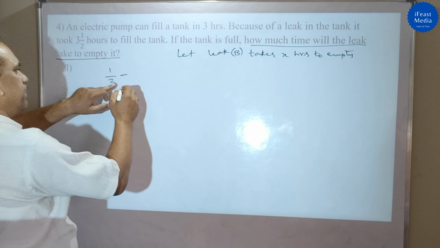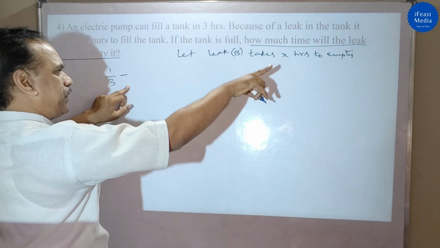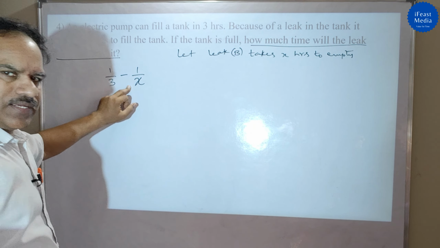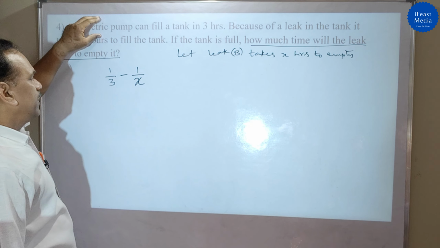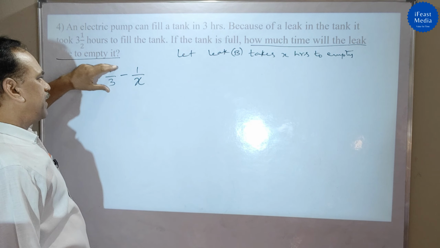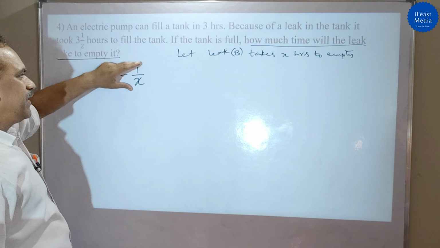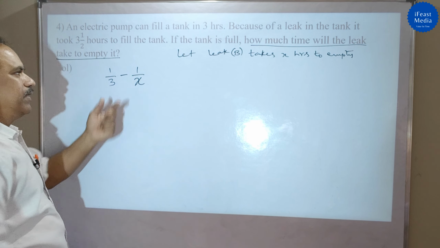Then because it takes X hours to empty it, it can empty 1 by X part of the tank in 1 hour. So pipe A is filling 1 by 3 part of the tank, waste pipe is emptying 1 by X part of the tank. So net filling is 1 by 3 minus 1 by X.